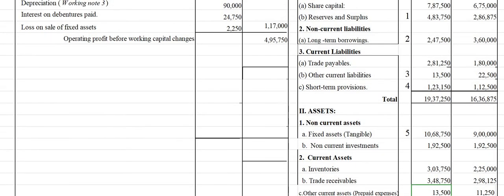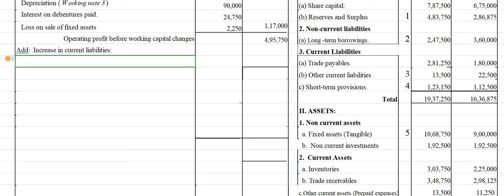So let us see if any increase in current liability is there. We have to add decrease in current asset and increase in current liability. So there is no decrease in current asset here. Now we are seeing if any of the current liabilities is increasing. Yes, trade payable is increasing. So we can show here: add increase in current liabilities.